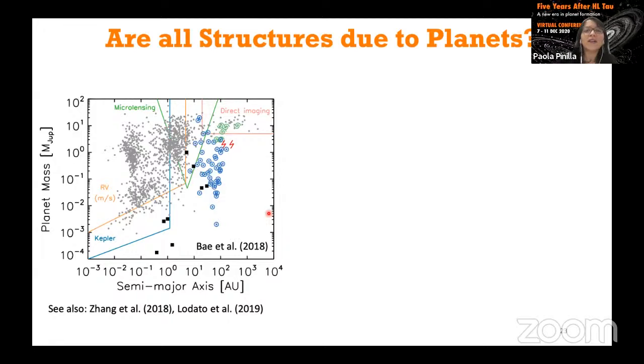Now, all these structures that we see due to planets, well, we don't know, as I said before, but we are also looking at what kind of planets they are and how they compare with the exoplanet statistics. And this is a very nice figure from a paper by Bai in 2018, where you can see the exoplanets discovered in this typical planet mass versus semi-major axis plot.